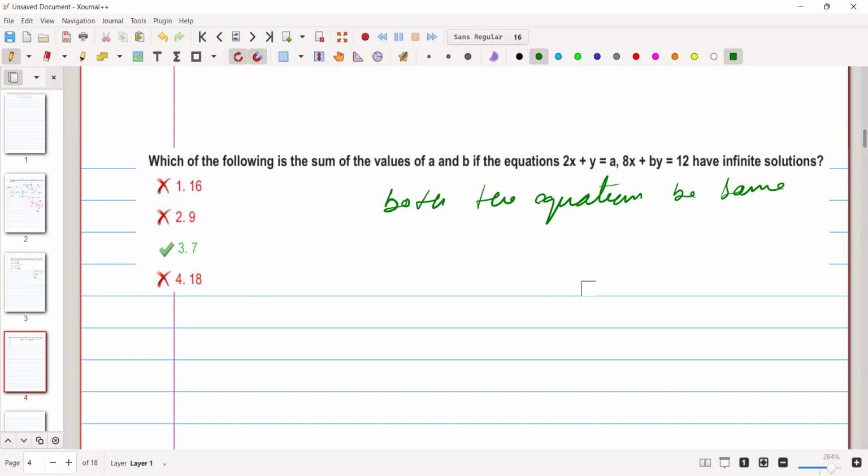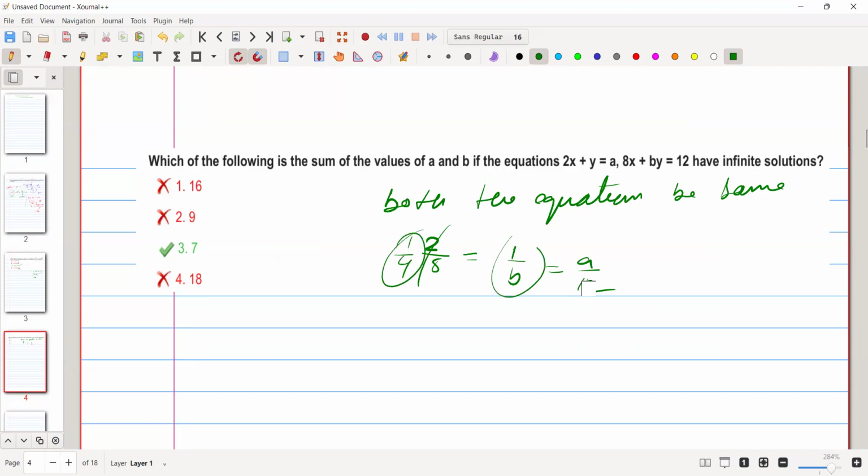How will it work? That means if the ratio of coefficients and constant terms is the same for all the variables, then the two equations will coincide and give a single equation. For that, the ratio of the coefficients will be 2 by 8, which is equal to 1 by b, and that is equal to a by 12. So from this you can get 1 by 4 as the answer.